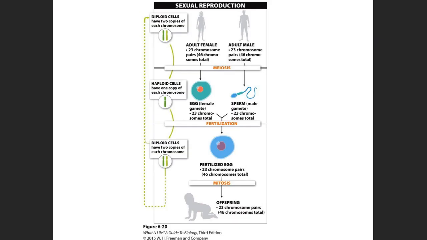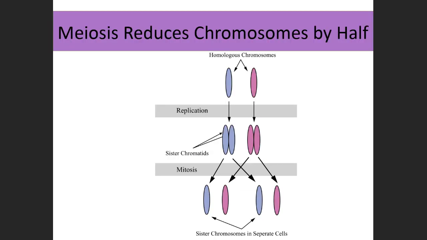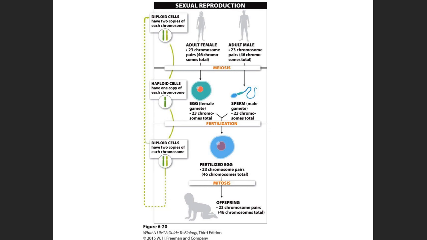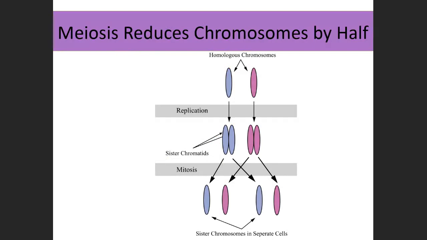All right, so here we've got two adults, 23 chromosome pairs, which is 46 total. It goes through meiosis. The egg has only 23 chromosomes total. The sperm has only 23 chromosomes total. When they come together into a fertilized egg, you once again have 46 chromosomes total. And because, as we've said, in this step you have half as many chromosomes. This next picture is showing you this again, right?